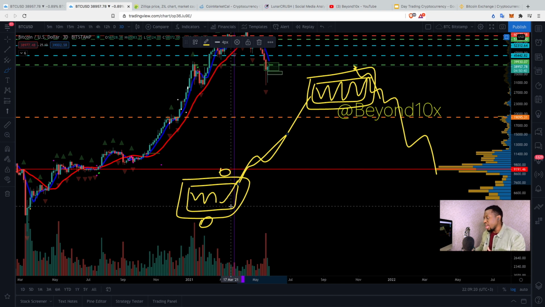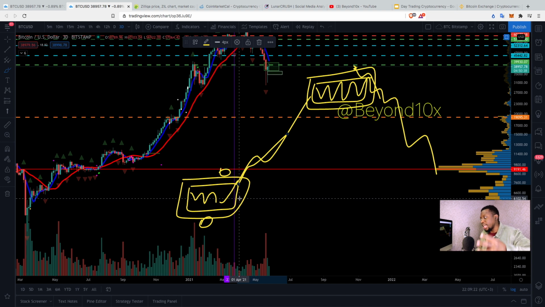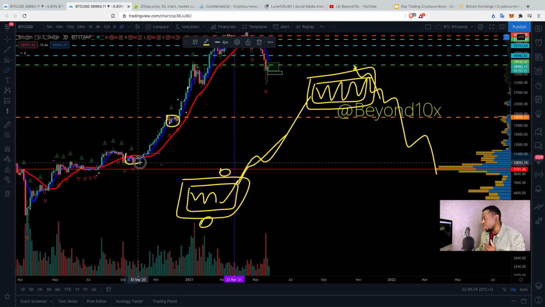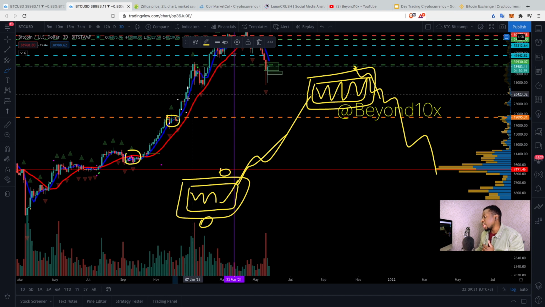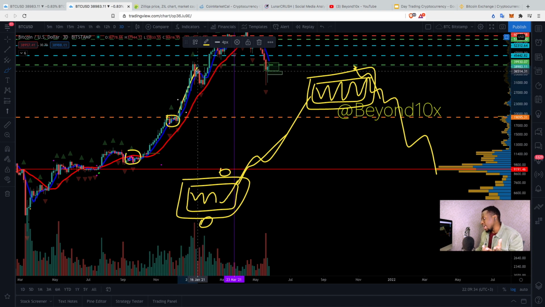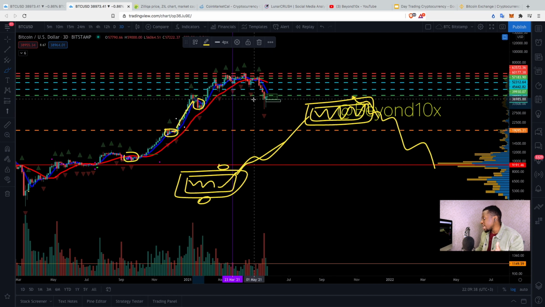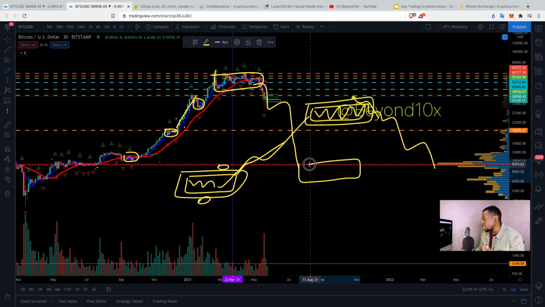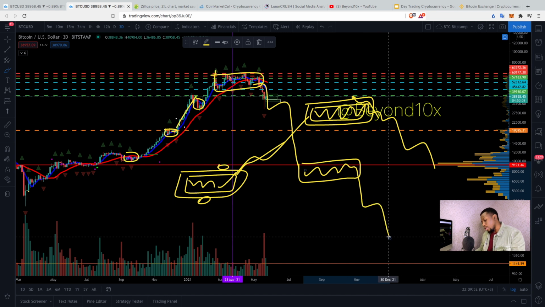Sometimes there is reaccumulation and redistribution. For example, this particular area was reaccumulation. This particular area was accumulation, reaccumulation, and then the price continued going up. Again, we had reaccumulation. Then later on, we did have distribution right over here. So if we are in a downtrend, the price is going to trend towards the downside, start ranging, then have redistribution, and then the price again goes down.